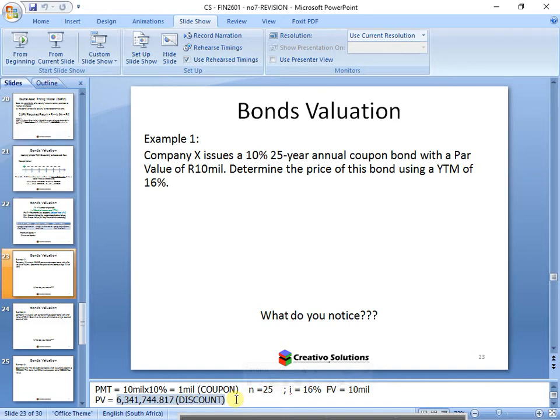Are we getting this, guys? I got 10 million times 10% is 1 million. Then you press PMT. N is 25. I is that. FV is that. Press PV.